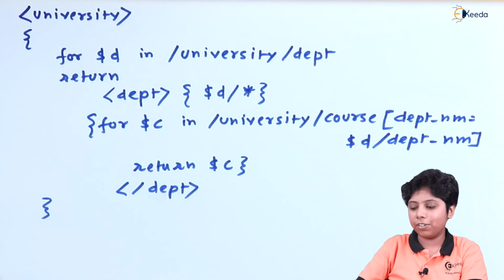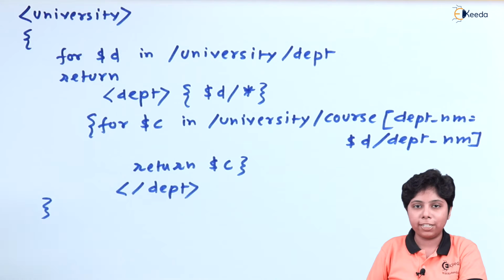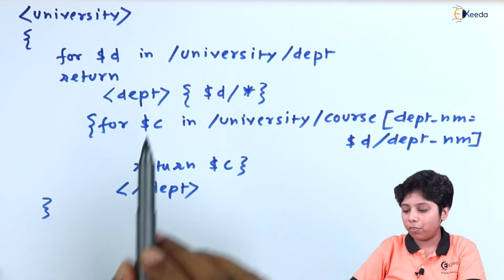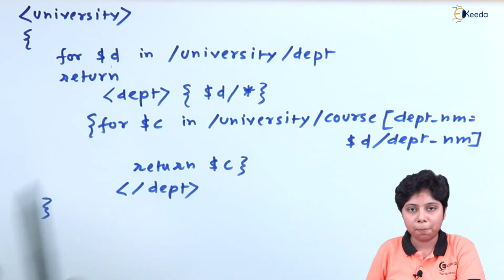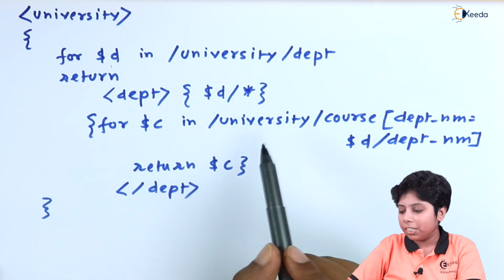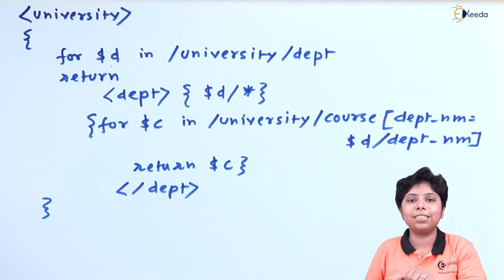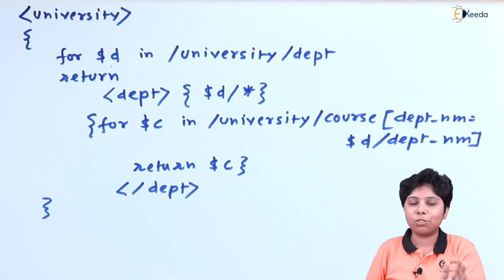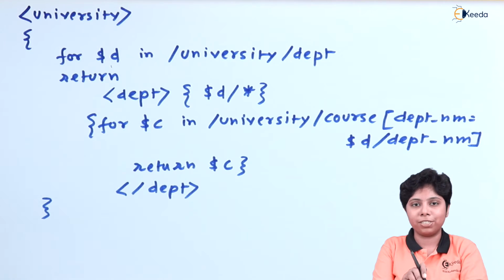Now see, in the university tag we have two queries. The first query is selecting D, or all tuples in a department, which will depart on return D star, as we know that the asterisk sign provides 0 or more, plus provides 1 or more, and question provides 0 or 1. So either there can be 0 result or 1 result.